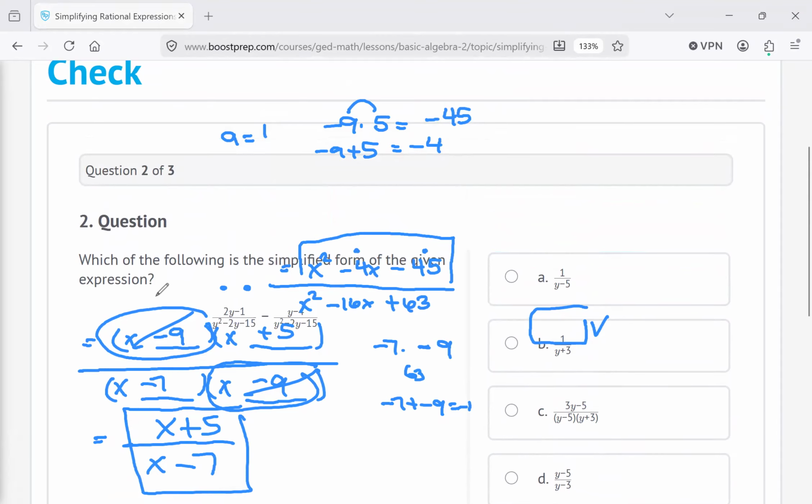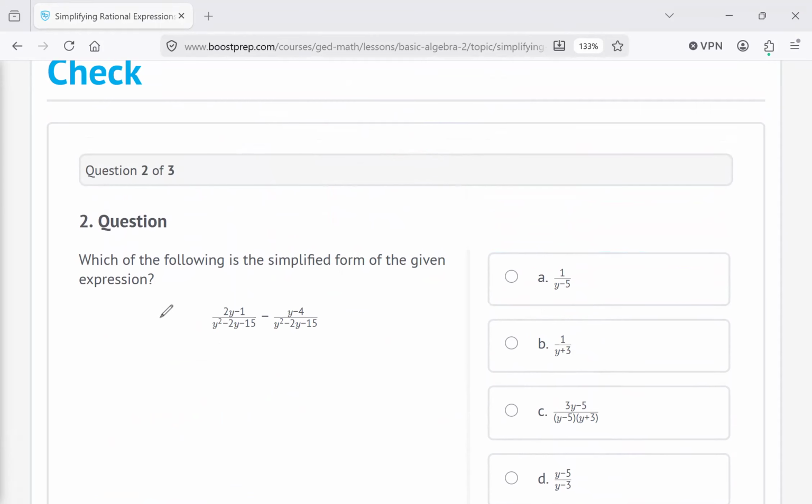Question 2. Which of the following expressions is the simplified form of the given expression? So we have (2y - 1) over (y squared - 2y - 15) minus (y - 4) over (y squared - 2y - 15). Okay, so we said in the notes that if you're adding or subtracting rational expressions, you must find the common denominator.